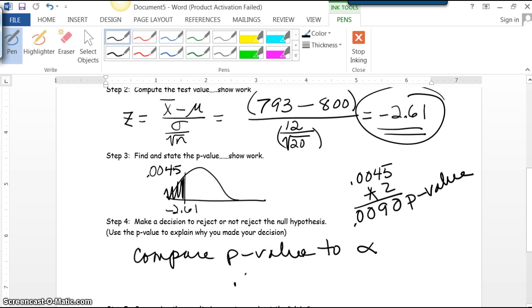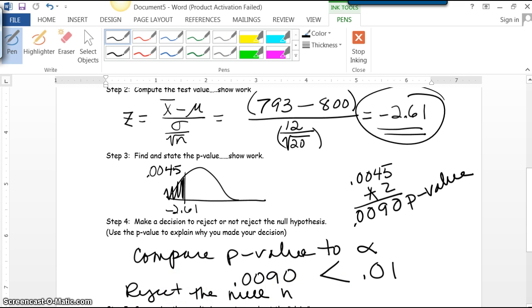And then on the p-value method, the way you make your decision is you compare the p-value to the alpha. And so I'm comparing this p-value to the alpha that's in the problem. And whenever the p-value is less than the alpha, you reject. So we are rejecting the null hypothesis because the p-value is smaller than the alpha.